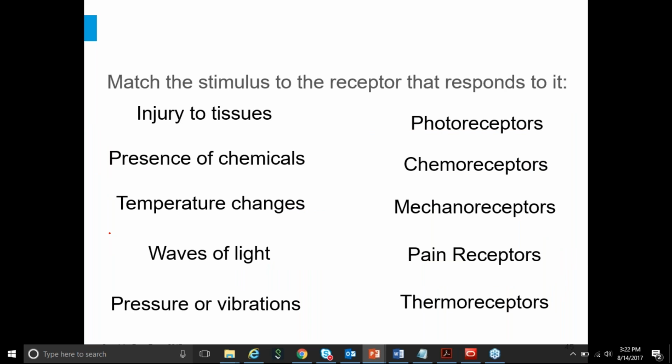And our last review is kind of a big one here. Match the stimulus to the receptor that responds to it. So our stimuli on the left, we've got injury to tissues, presence of chemicals, temperature change, waves of light, pressure, or vibrations. And you need to match them up to these receptors. We've got photoreceptors, chemoreceptors, mechanoreceptors, pain receptors, and thermoreceptors. So I'll give you a few seconds to think about it, and we'll go over the correct answers for this one.